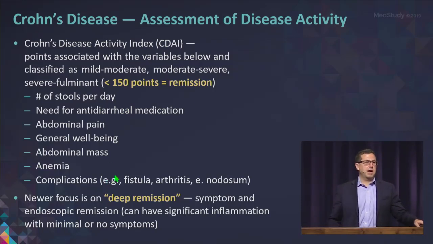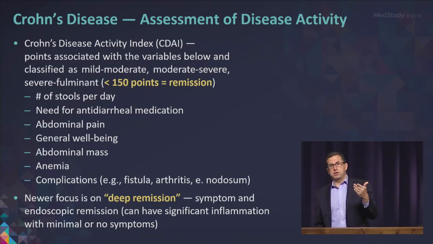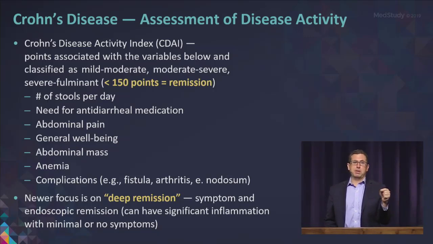There is a newer focus now on what's called deep remission. That means that not only does the patient have no symptoms, but if you go in and do an endoscopy, there's no disease, either grossly to the naked eye or microscopically. So what we're really aiming for now with all these new medicines, these biologics, is deep remission. Because even if the patient has no symptoms, but they have disease in their colon, even microscopically, it's a risk factor for recurrence and bad outcomes going forward. So the aim is for deep remission.